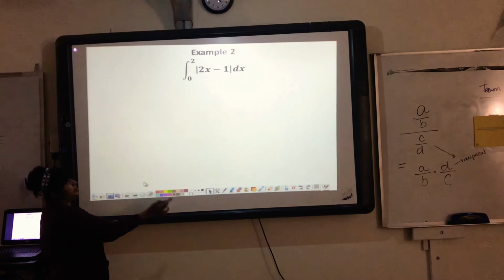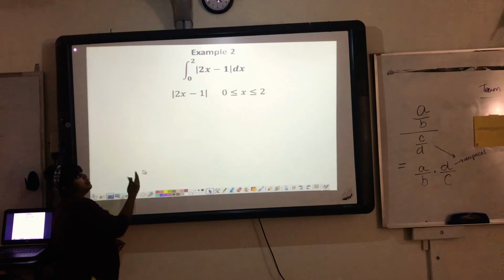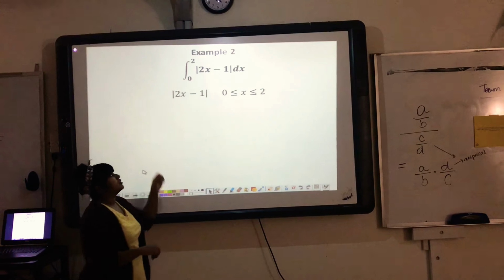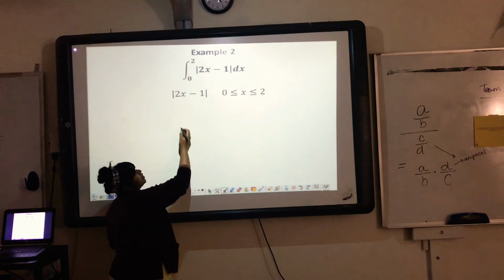Let's do one more example. Same thing. So step 1, let's eliminate those zeros. So there's our original 2x minus 1. There's our original interval. So let's get rid of those absolutes. And what are we looking at? First things first, let's go ahead and solve it.